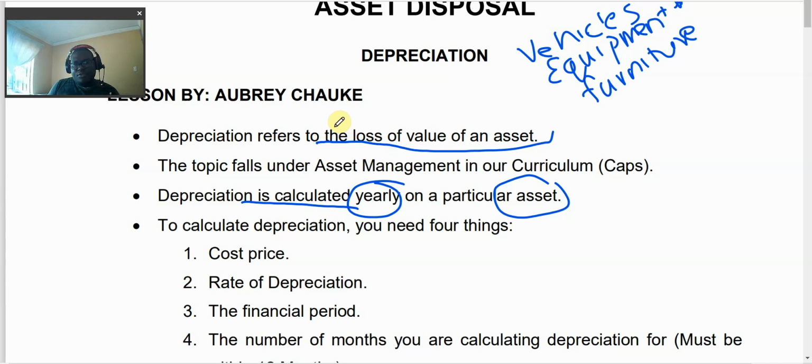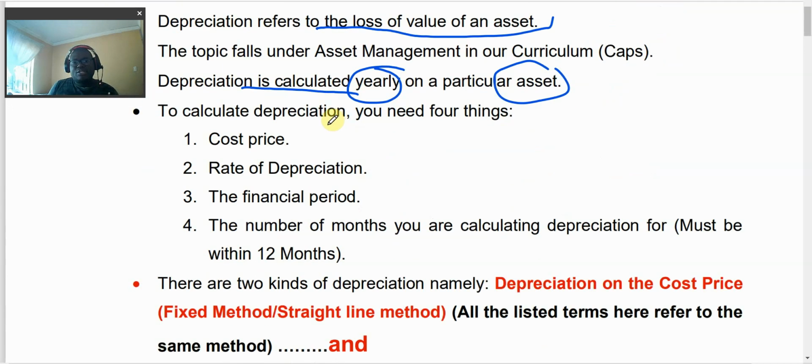So for now, for you to be able to calculate depreciation, there are a number of things that you need to be able to have. First of all, you must know, it's a must. This is very important, especially when you deal with the cost price method. It's very important for you to be able to know the cost price of that particular asset that you are calculating depreciation for. And another thing that is important is for you to know the rate of depreciation.